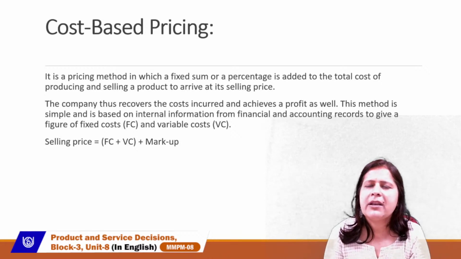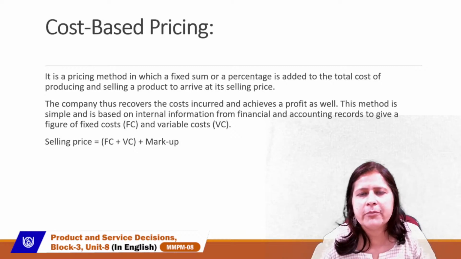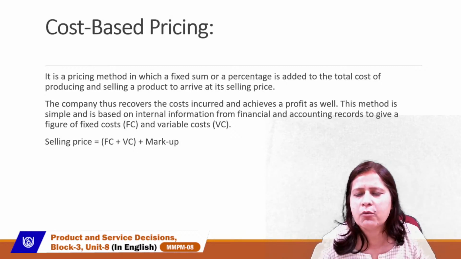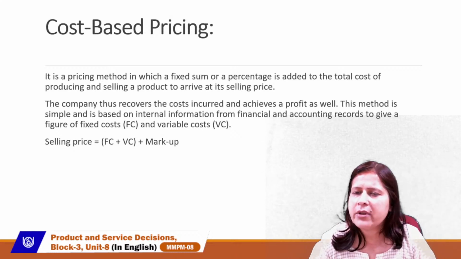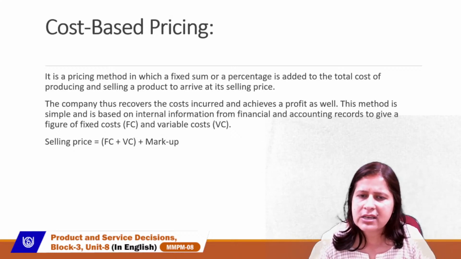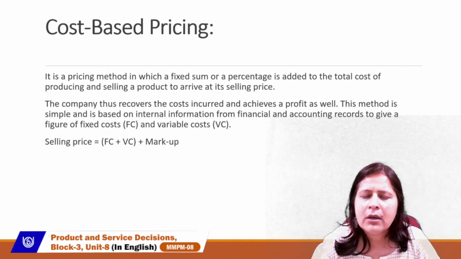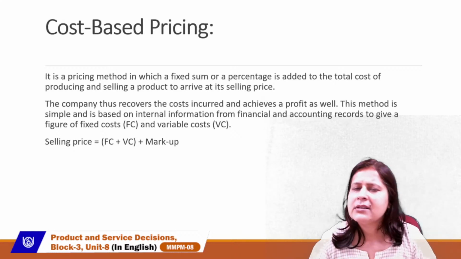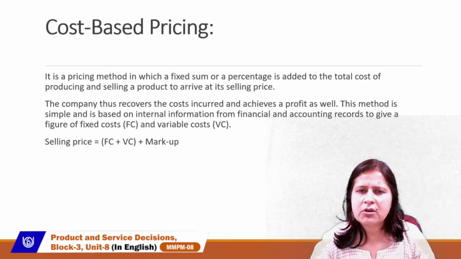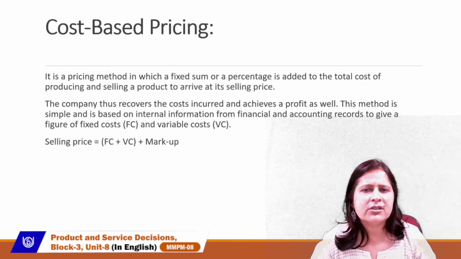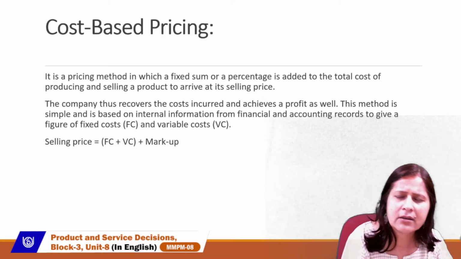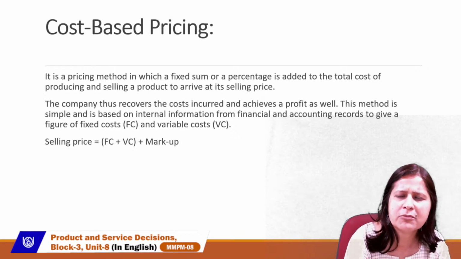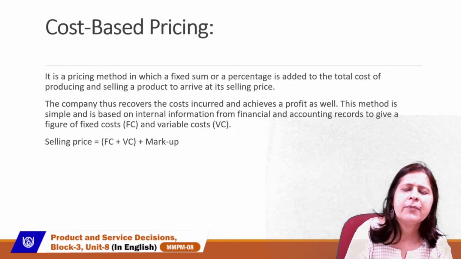This method is simple and based on the internal information from the financial and accounting records, to give a figure of fixed cost and the variable cost, right? Fixed cost and the variable cost. How could you find out what the price could be? See, there are certain fixed costs as well as variable costs. Fixed cost includes your raw material, your infrastructure cost, your machinery cost, and other costs.